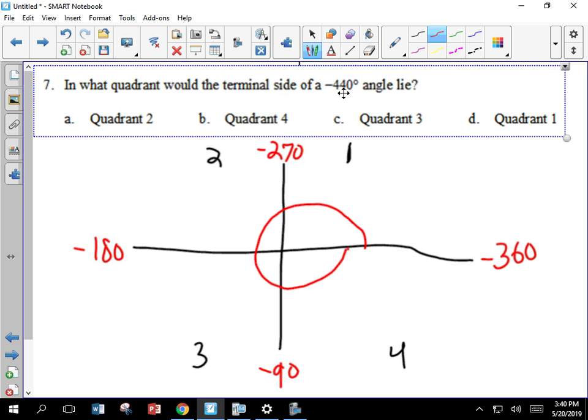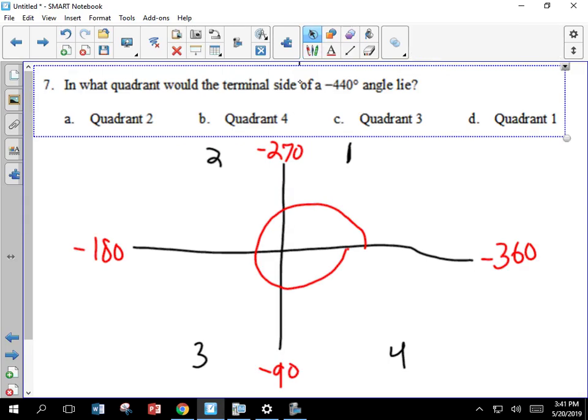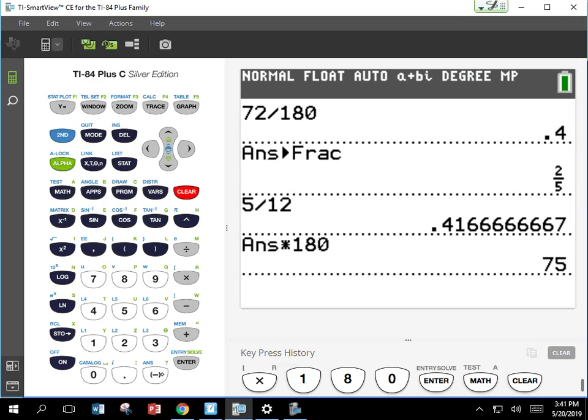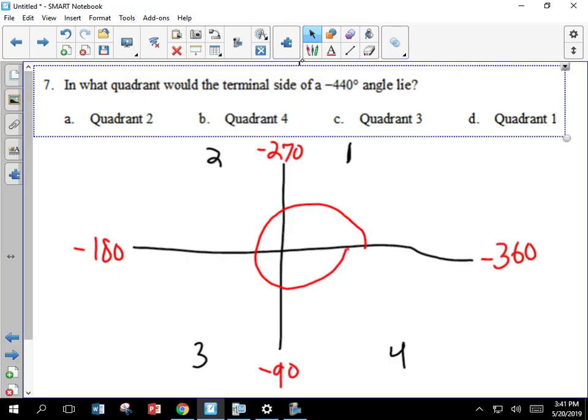Now I'm negative 440. So if I go negative 360, and if I'm not good at this, I'm going to type it in my calculator. So if I do negative 360 minus 90, if I go all the way around to here, it's going to be negative 450, which is too far. So I'm going to go right about here. And that's the terminal side of the angle. So what quadrant is it in? It's in 4.